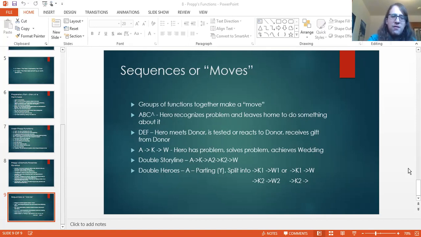We also talked about how A and K are related, right? So A is the harm or the lack. K is solving that original problem. But then you also go to W, where you get a new victory. So the hero has the problem, solves the problem, achieves a different kind of victory. All of those make a move together.